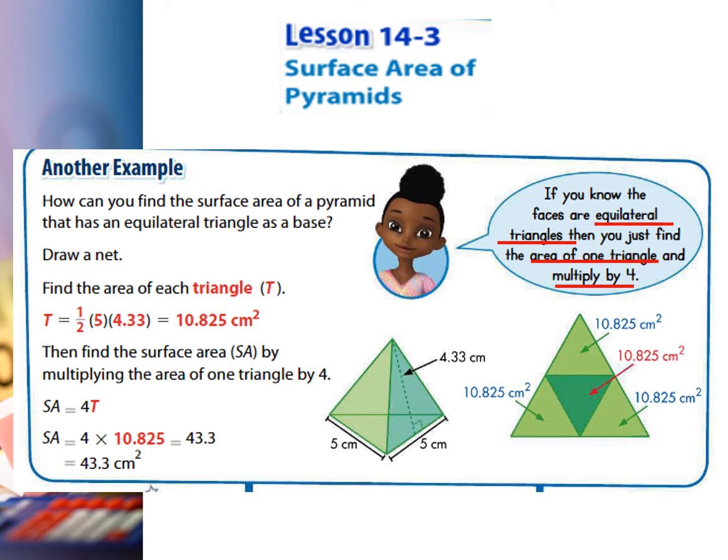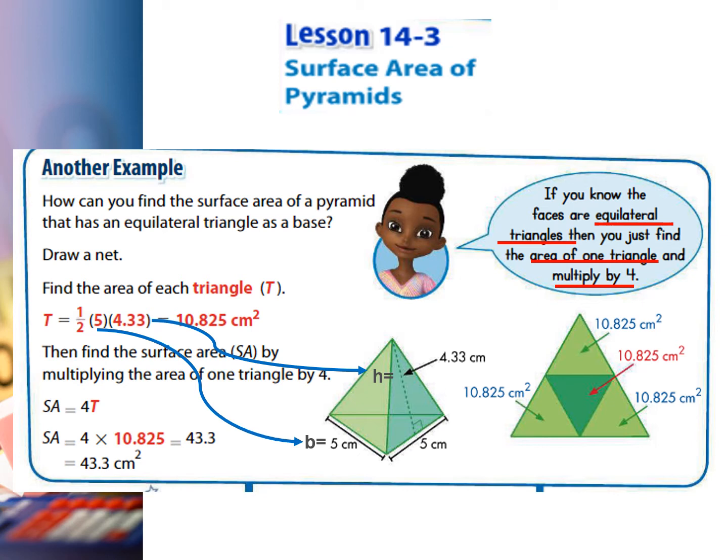So first thing to do is to get the area of one triangle, right? So let T be the area of one triangle. We will use the formula 1/2 times base times height. In here, the given base is 5 centimeters and the given height is 4.33 centimeters. After multiplying the two, 4.33 times 5, and then dividing it by 2, you will get 10.825 square centimeters. Now we already have the area of one triangle.